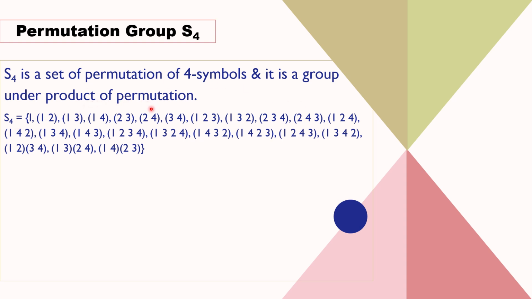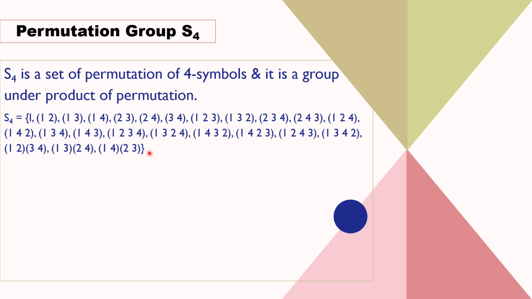For a set to be called a group, we already know the properties it must satisfy. We have covered this in the previous lecture, so make sure to check that out. S₄ definitely clears all those group axioms and is therefore a group under the operation of permutation. So these are all the elements inside S₄.